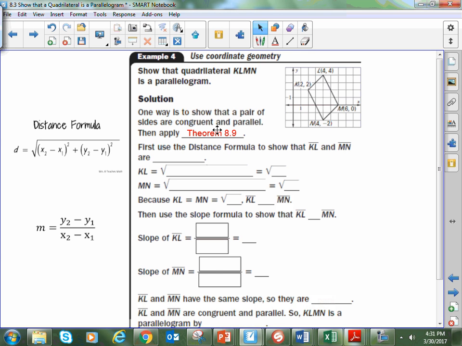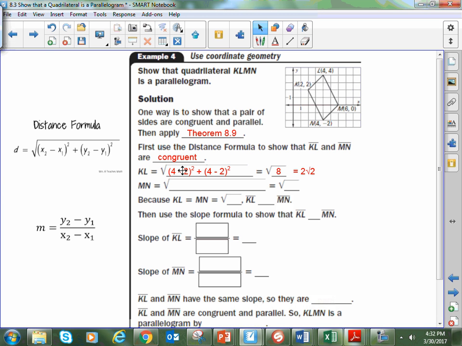So looking here, theorem 8.9, that's the one that says that the opposite sides have to be congruent and parallel. That would make it a parallelogram. So that's what we're going to do. We're going to find the length of segment KL using the distance formula. Now again, ideally the distance formula that you have is memorized.